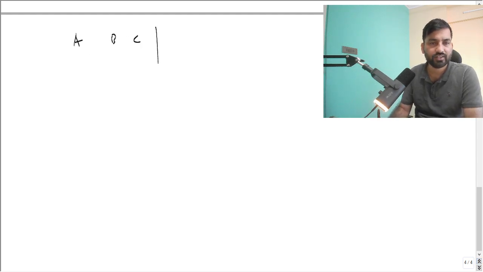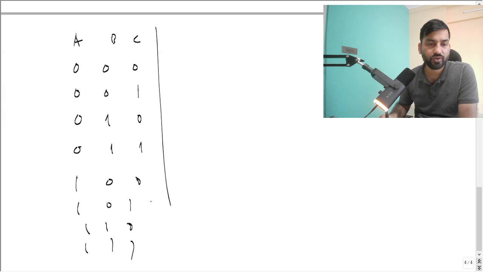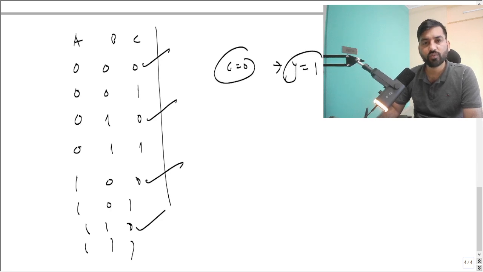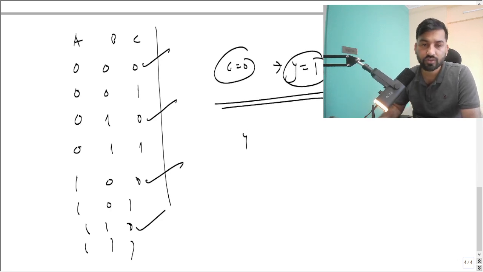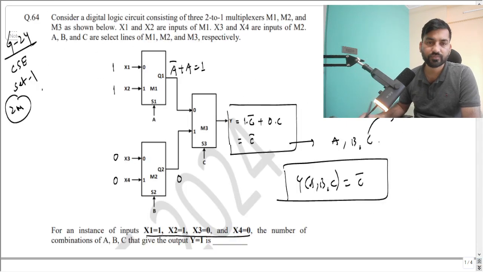But if you want to feel it, realize it, yes, you can write A, B, C, then 0 0 0, 0 0 1, 0 1 0, 0 1 1, 1 0 0, 1 0 1, 1 1 0, and 1 1 1. You look, and see how many times 0 is coming in C: 1, 2, 3, 4. So C equal to 0 means your y is going to be 1 only, because y equals C bar. So the answer for this question is nothing but 4.